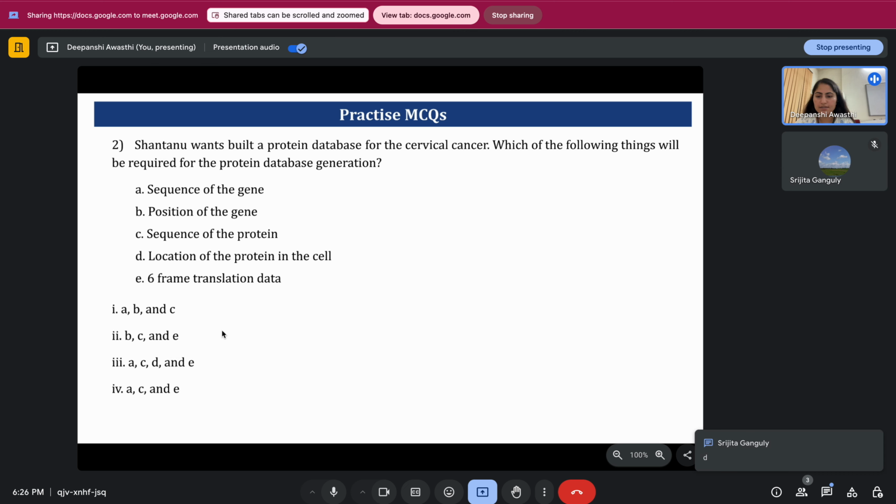The option D. So with D you mean this option 4, right? Okay. Yeah, so you're right. For developing a protein database, we simply need a sequence of gene, sequence of protein, and its 6' translation. And the position of gene is not required because we want to develop a protein database and position does not matter. And similarly, location of protein is also not important for designing the protein database.